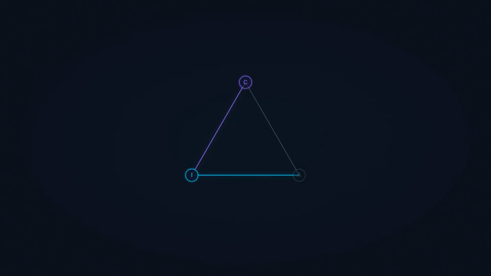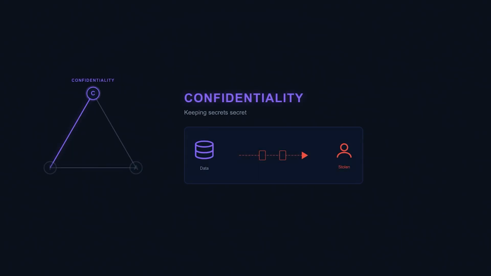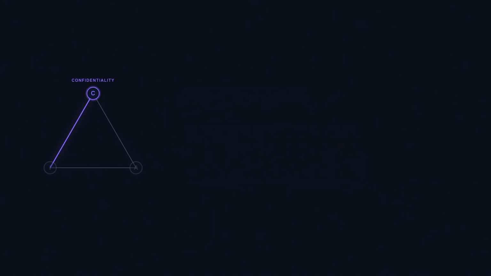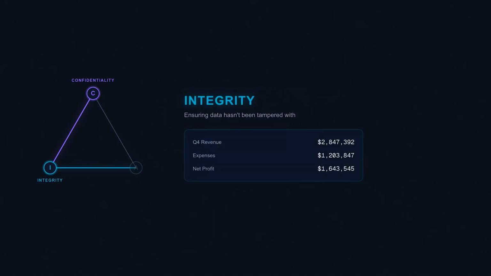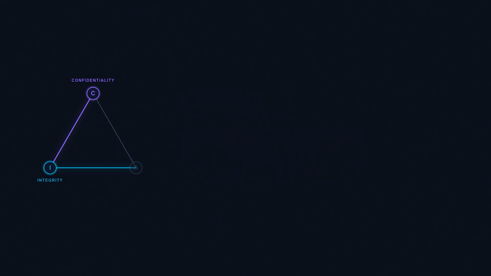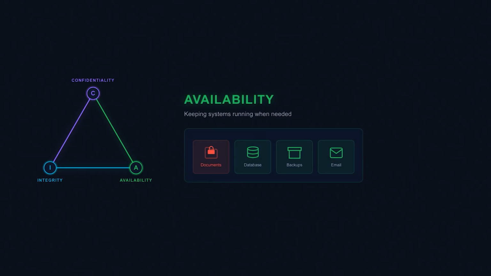Every security decision comes down to three things. Confidentiality, keeping secrets secret. When attackers steal customer data, they've broken confidentiality. Integrity, ensuring data hasn't been tampered with. When attackers modify financial records or plant false information, they've broken integrity. Availability, keeping systems running. When ransomware locks you out of your own files, that's an availability attack.